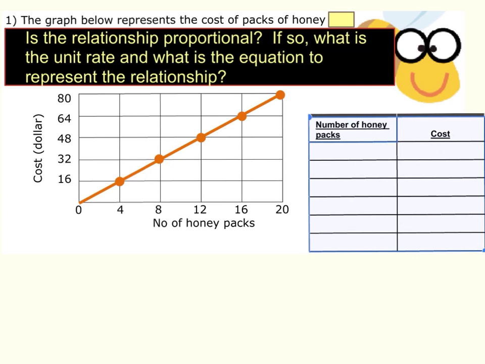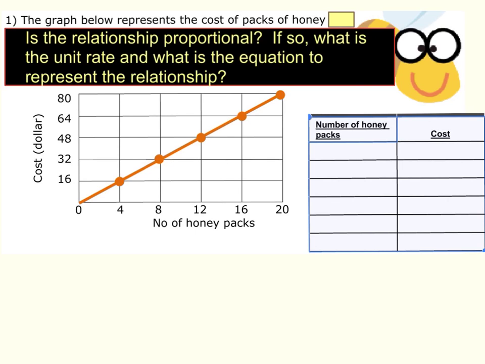So you'll see the first example I have here says the graph below represents the cost of a pack of honey. Is the relationship proportional? If so, what is the unit rate and what is the equation to represent the relationship? So what we're going to do is look at the points. So we have a graph here. Our x-axis represents how many honey packs we buy, and the y-axis represents the cost. So we're going to find points on the graph, and I'm pointing to them right now. And we're going to take that information and create a table, because we know how to check a table to see if it's proportional.